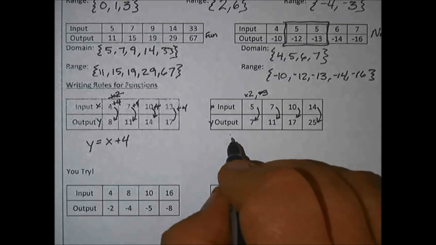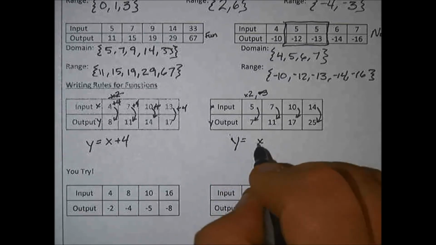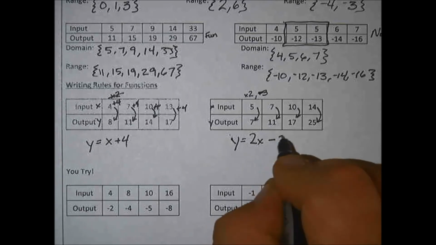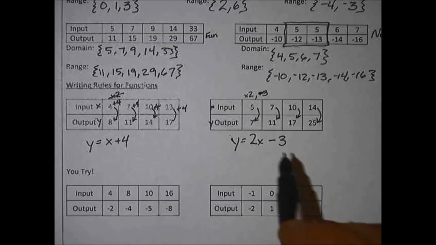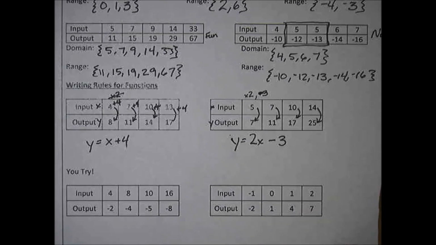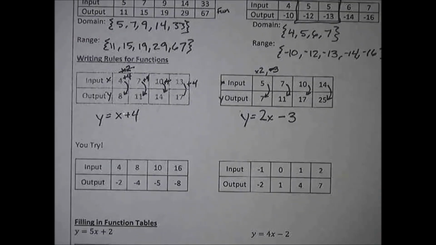Now I need to find a way to write it. So to get my y, I want to take x, multiply it by 2, and subtract 3. Okay? Just remember that we're always doing our multiplication before subtraction. All right? I want you to go ahead and pause the video and try the next 2.